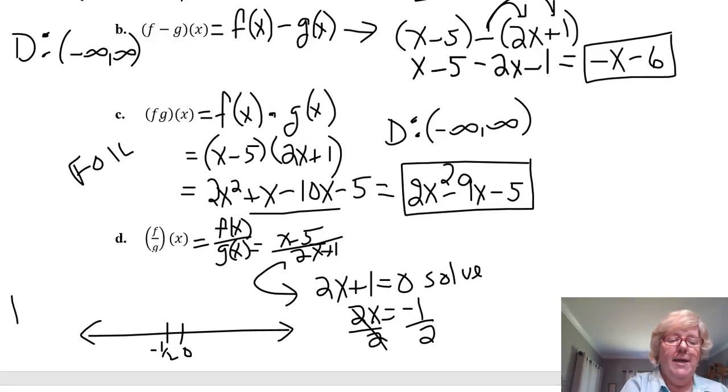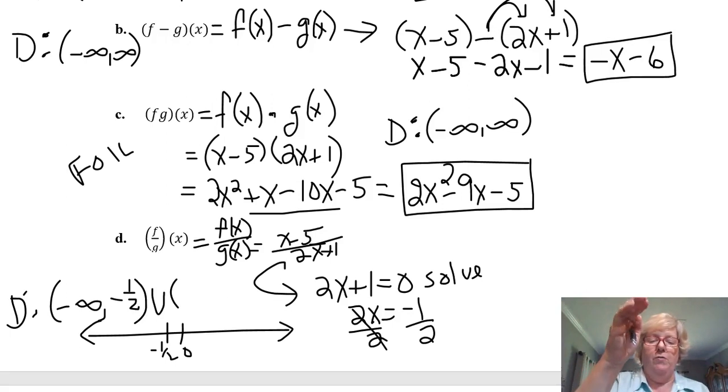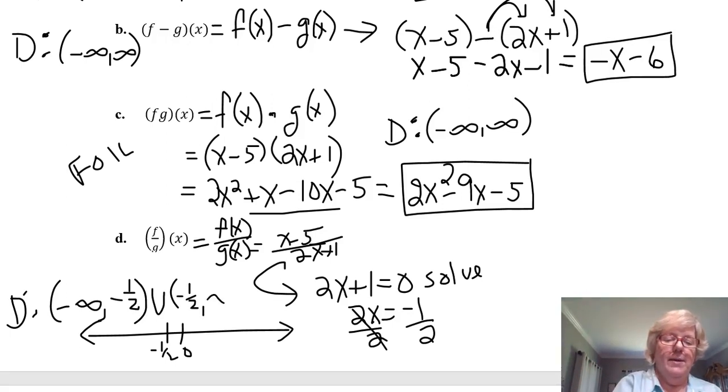So my domain here is going to look like this: negative infinity, comma, negative 1/2. Then you put a U to indicate the jump over, the skip. Negative 1/2, comma, infinity. And that's how you combine functions.